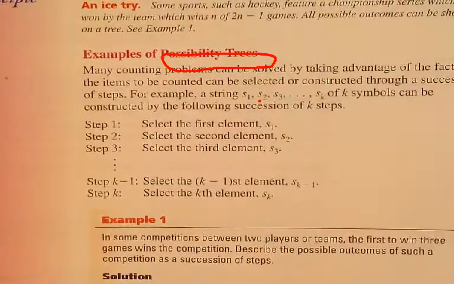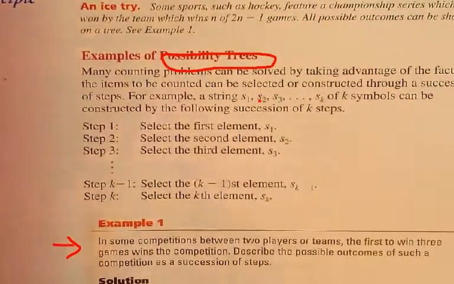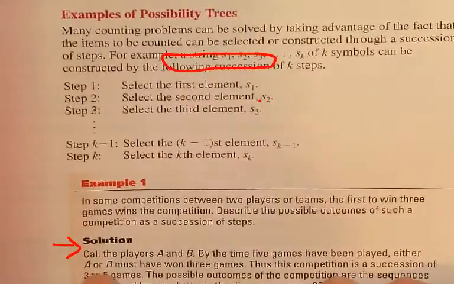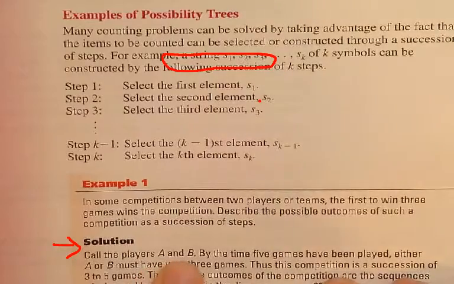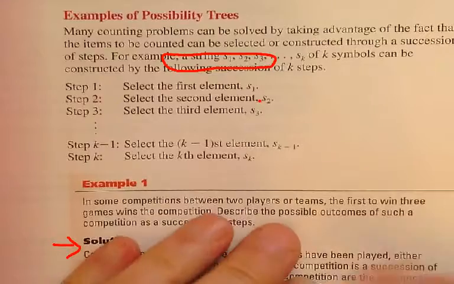So here we go. In some competitions between two players or teams, the first to win 3 games, I'm looking right here, 3 games wins the competition. So describe the possible outcomes of such a competition as a succession of steps. All right? So what we want to do is make a possibility tree. We're going to call the players A and B, and then we're going to make a tree.